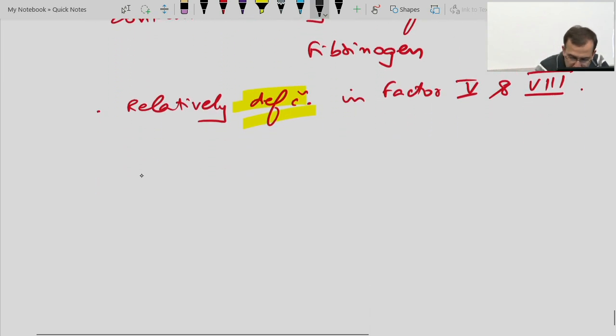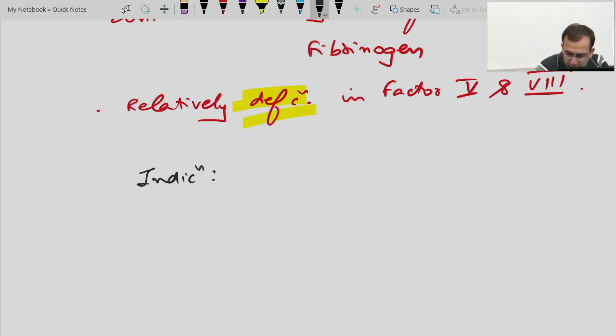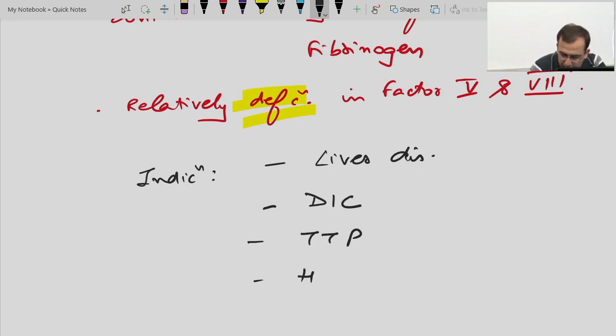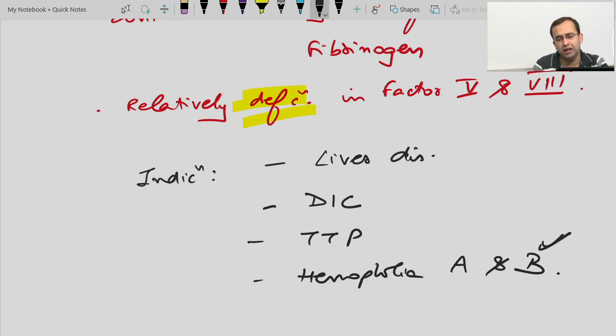So coming to the indications of FFPs, all the coagulation factors are synthesized in liver. So liver diseases, because in those we need the coagulation factors. DIC, TTP, hemophilia. Which hemophilias? Will give it in both A and B, but they are mainly indicated in hemophilia B. A is deficiency of factor 8, B is deficiency of factor 9. It is relatively deficient in factor 8, so they are not preferred in hemophilia A. But if cryoprecipitate is not available, then we can give it.